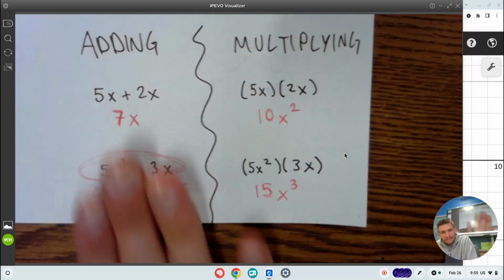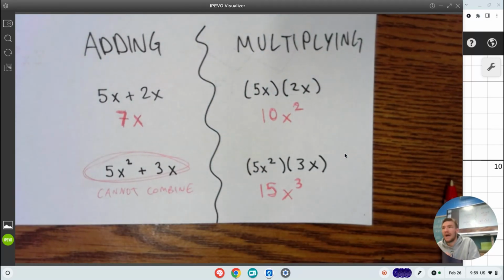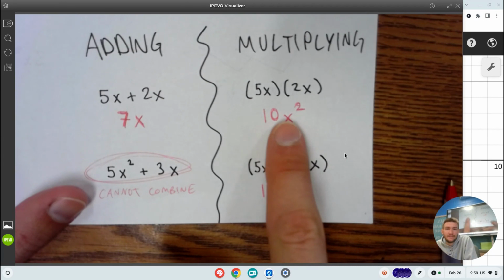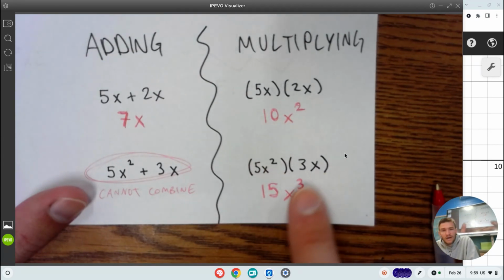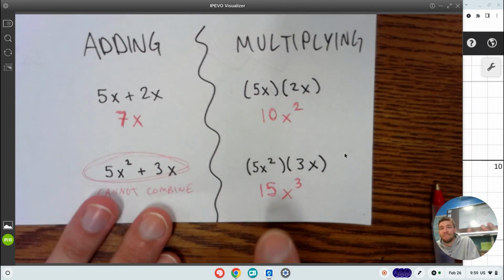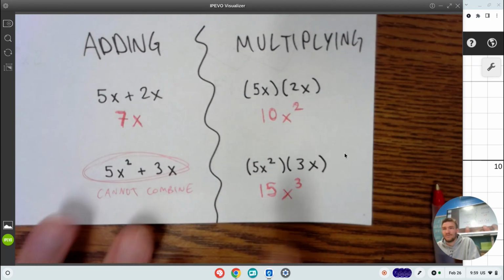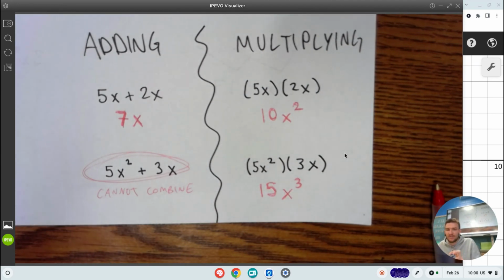So what I'm getting at down here is, when it comes to multiplying, you have to change the exponents. But it's not difficult. You just add them up, right? I see 1 and 1, that makes 2. I see 2 and 1, that makes 3. Also, a very big difference is that you can multiply anything together. There's really no such thing as like terms when it comes to multiplying.